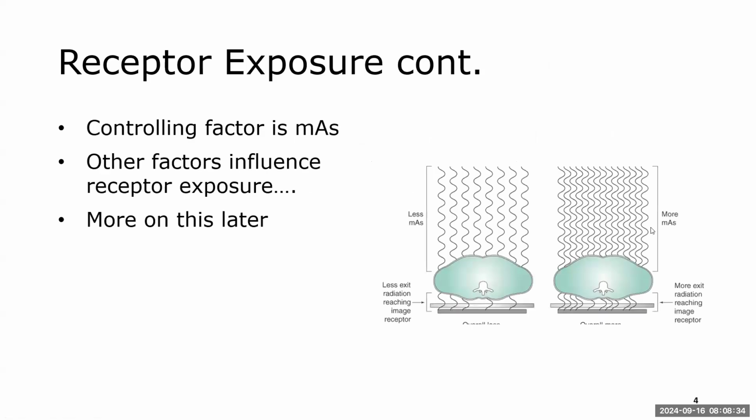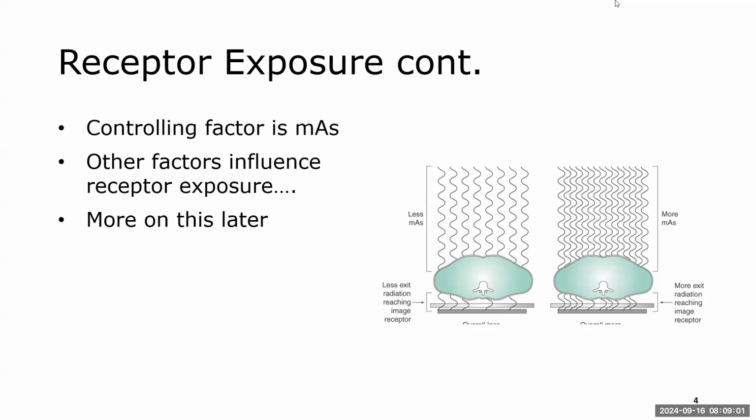So, the controlling factor for receptor exposure is going to be mass. Other factors do influence receptor exposure for sure, but the one that we want to use to control receptor exposure is going to be mass. And we'll talk about the why of that in just a minute.